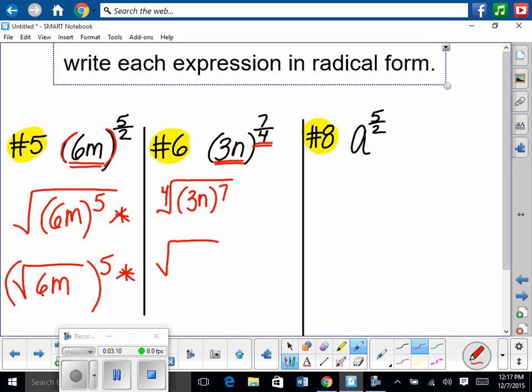Now once again, it would also be correct to write it like this: the 4th root of 3n, and it's all being raised to the 7th power. Remember, roots are on bottom, power's on top. So that's how we know it was a 4th root and raised to the 7th power.